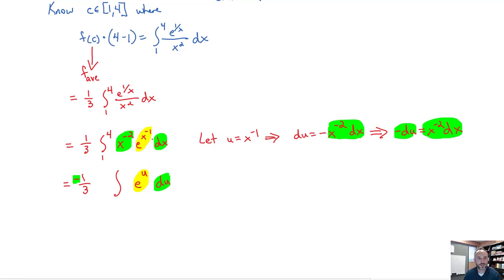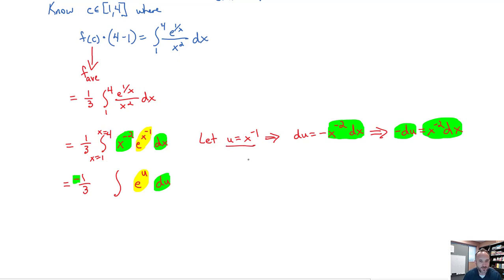Now what I'm going to prefer to do is, the original integral was in terms of x. The limits of integration were in terms of x. What I'm going to do is change my limits of integration to be in terms of u. That way I don't have to go back and change everything to x and then plug in my 1 and 4. Okay? So I need to know the corresponding u values for these x values.